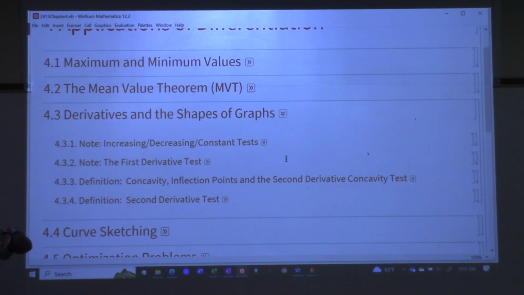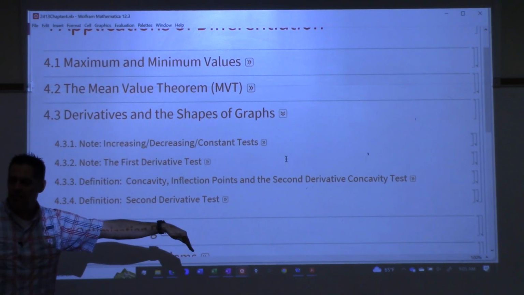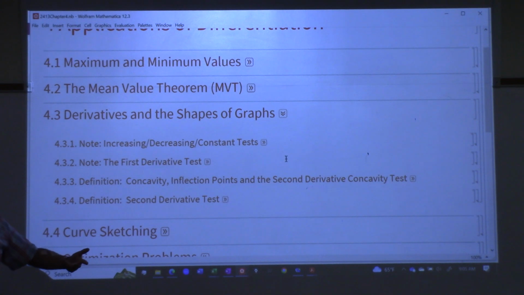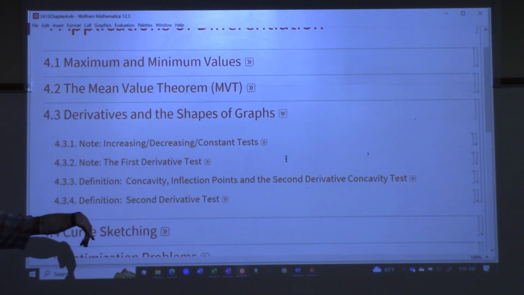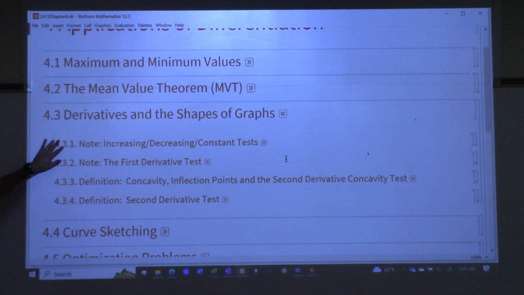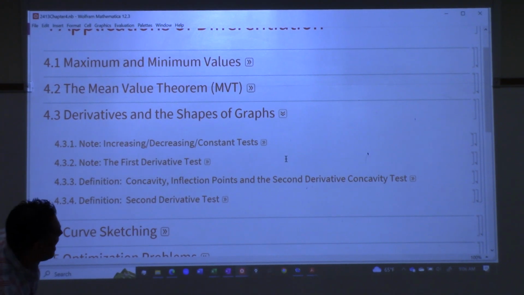And we said that if the derivative is positive, the graph's going to go up, it's going to increase. If the derivative is negative, it's going to go down, right? And then we said, all right, we can use that to figure out where we have local maximums and local minimums. And that was this first 4.3.1 and 4.3.2. And then we started talking about this, what does the second derivative tell you? And I said it has something to do with this thing called concavity.